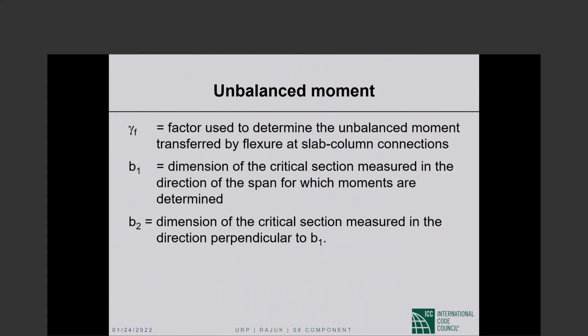b1 is the dimension of the critical section measured in the direction of the span for which moments are determined. So b1 is the dimension of the critical section for two-way shear in the direction of analysis. b2 is the dimension perpendicular to the direction of analysis.